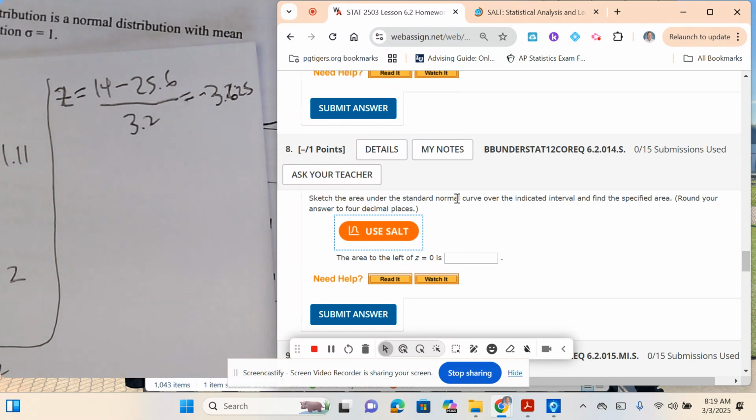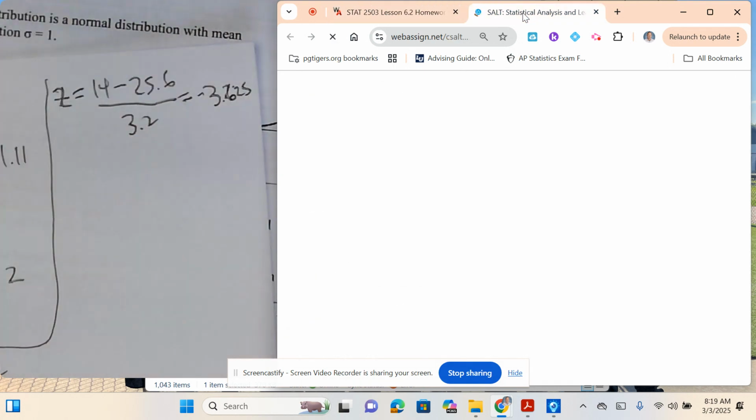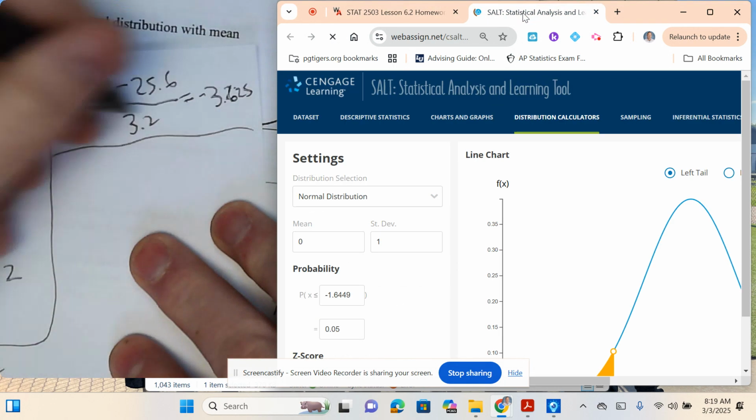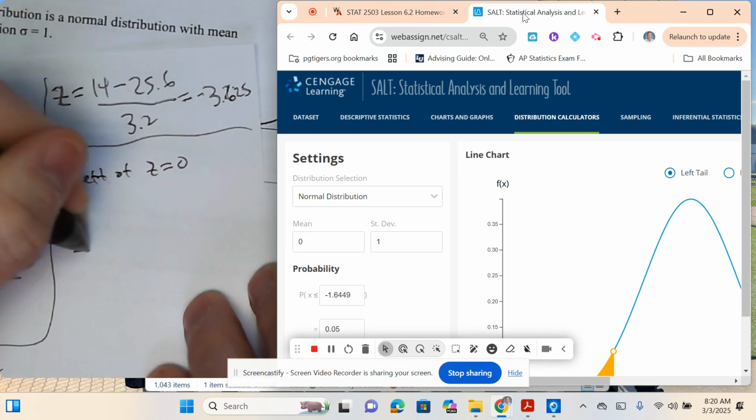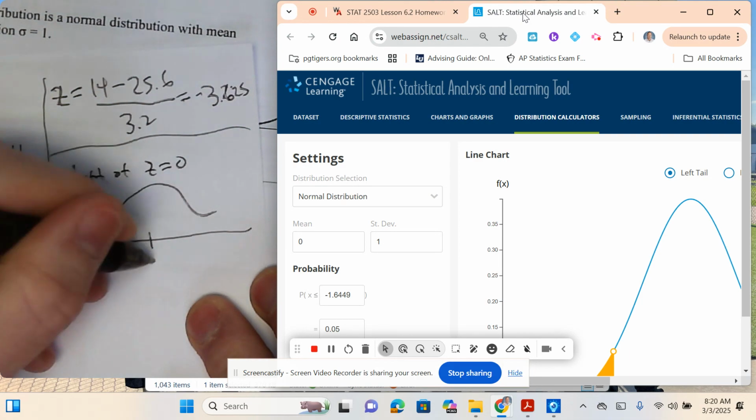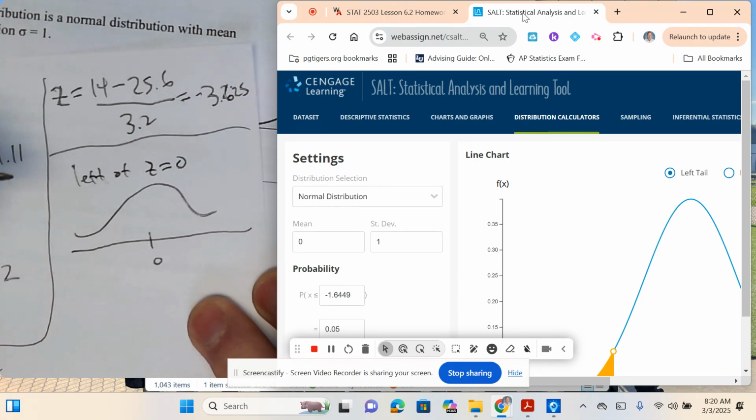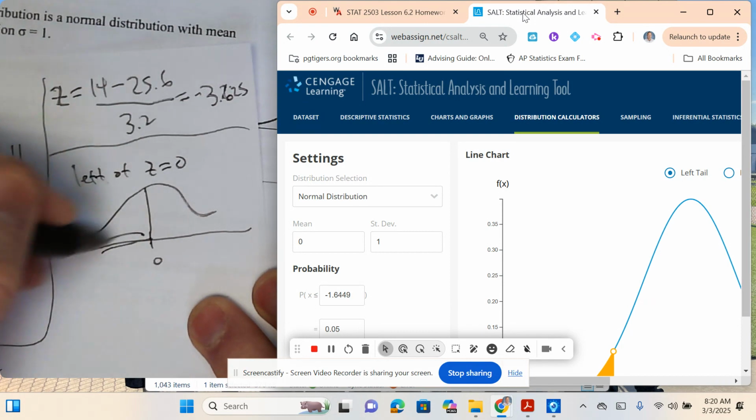Okay. We're going to use the normal distribution. So I'm going to click use salt. The area to the left of Z equals 0. Let me show you what's going on here. I've got a normal curve. This is kind of a rough normal curve. Z equals 0. 0 is the mean. 0 is the middle for a Z value. Left of 0 would mean I'm wanting to know this region right here.